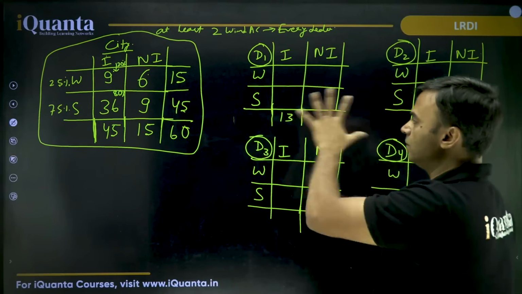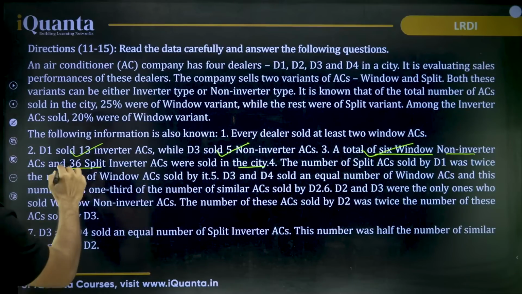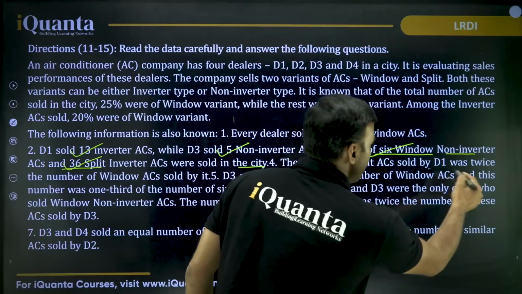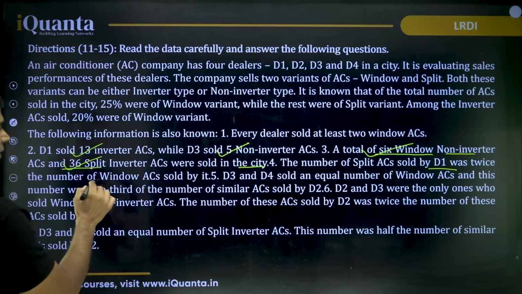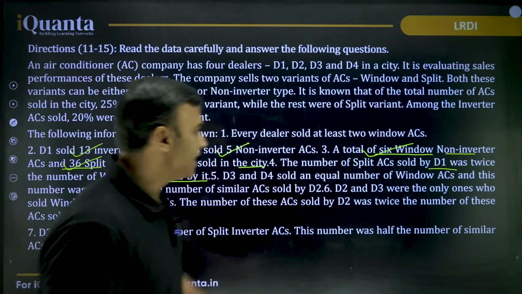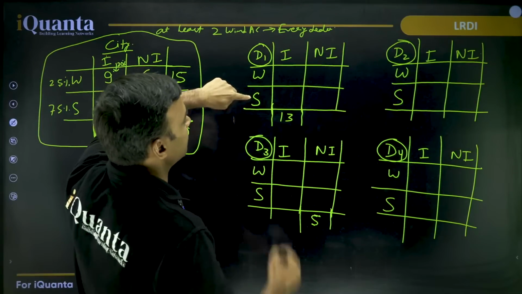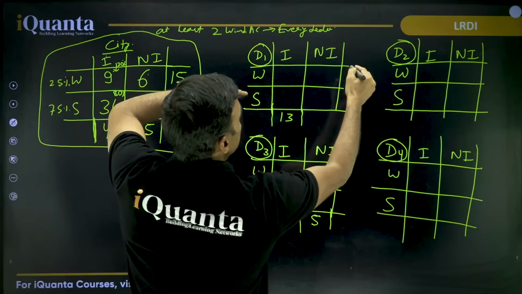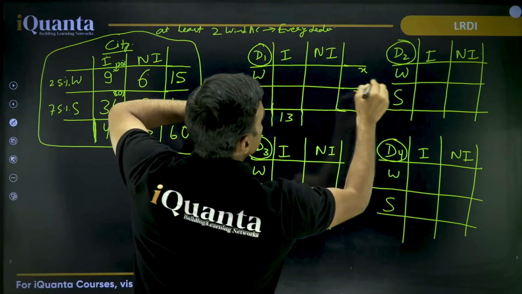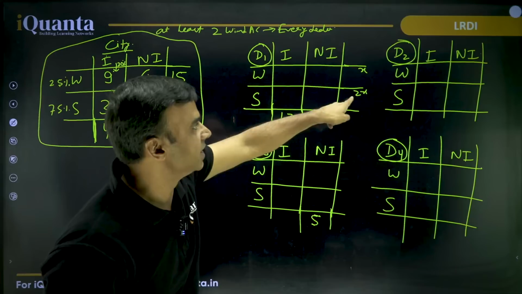Now we have to break into the values for separate dealers. Go back again. So we have used this 36 split inverter AC information. Next one. The number of split AC sold by D1 was twice the number of window AC sold by it. So we are talking about D1. Split AC is twice of window AC. If I assume this value to be X, then this value will be 2X. Here I am writing the total values.